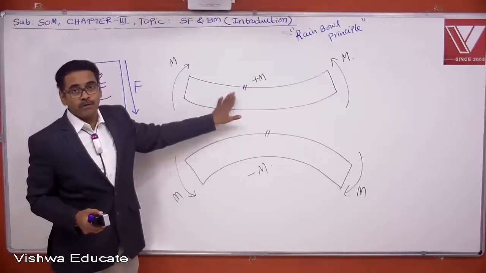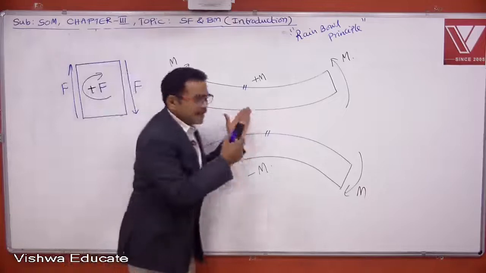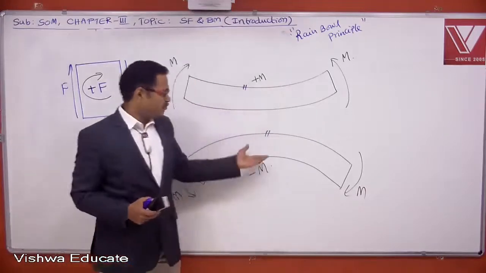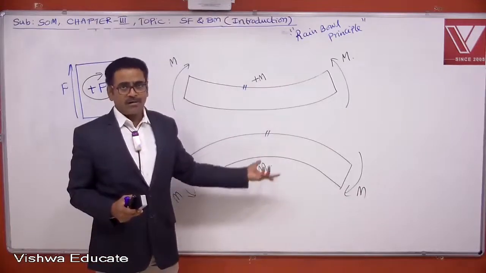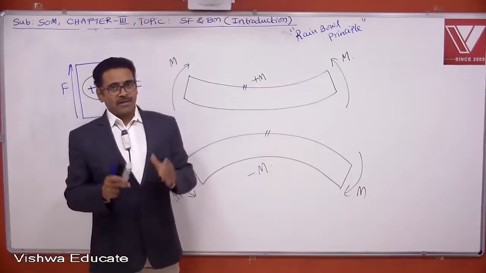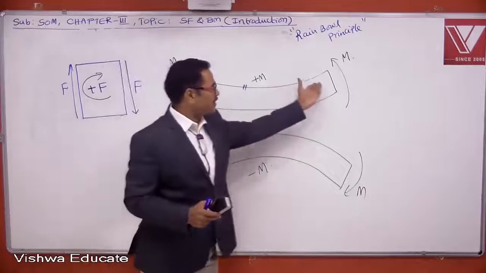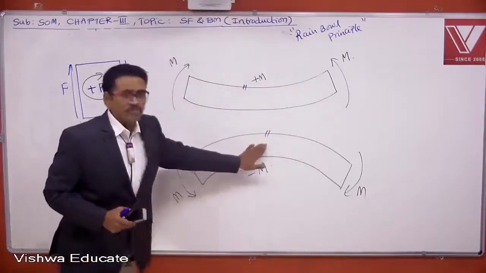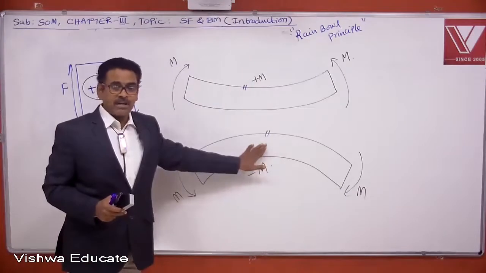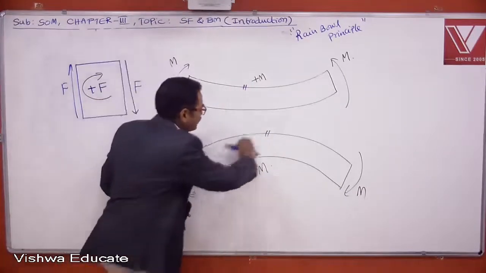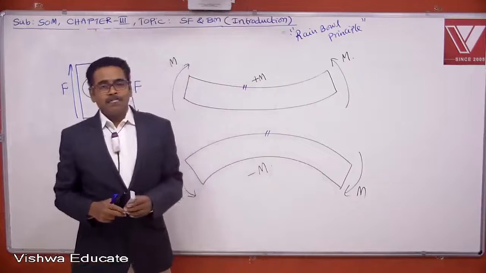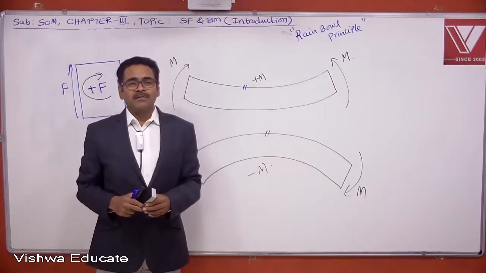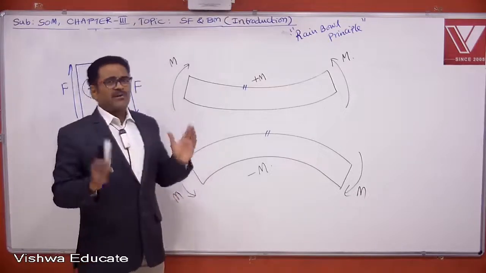Obviously, the upper bowl. If a bowl can collect water, that section of beam carries positive bending moment. If a bowl cannot collect water, that is negative bending moment. If any portion of the beam bends in the form of an ordinary bowl like this, it carries positive bending moment. If any portion of the beam bends in the form of an inverted bowl, it is carrying negative bending moment. This is called the bowl principle.